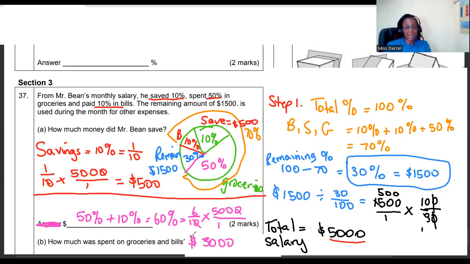Let's head down to the next question. Did you get the same thing as me? I hope you did. I know it's a lot of working. That is why it's worth 4 marks. So we want to make sure we show everything, right? Don't be discouraged if you did not get it. Practice makes perfect, right? All right, let's go to the next one.